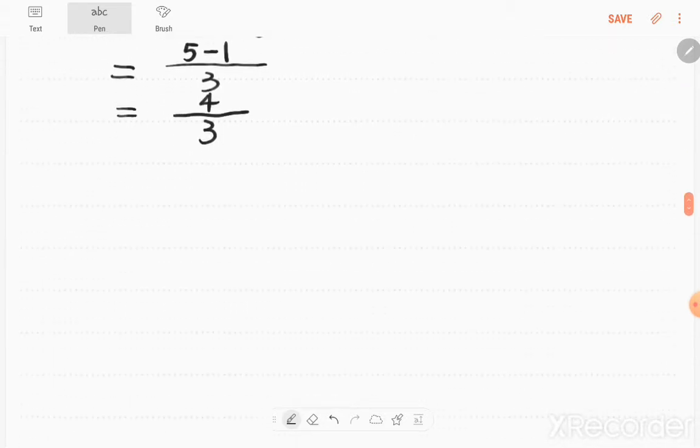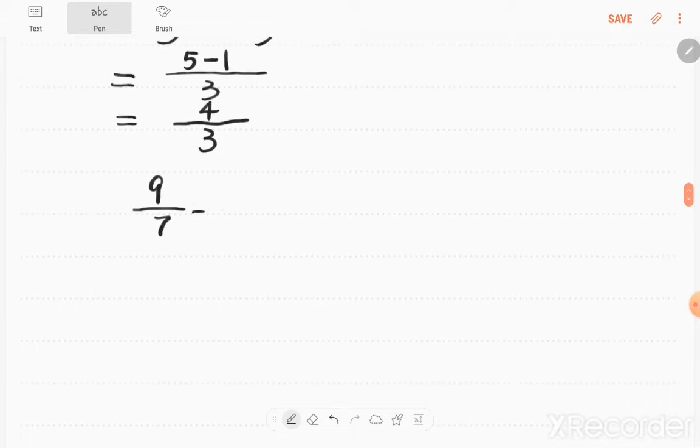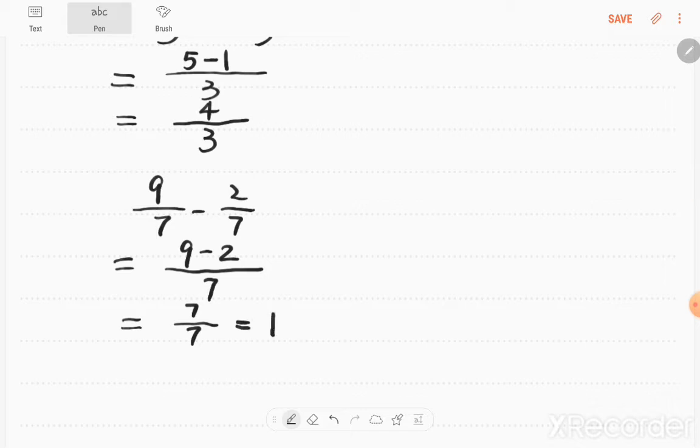Let's try another one. This time 9 over 7 minus 2 over 7. Again, these two fractions have same denominator. So we keep this denominator, 7. But for the numerator, we do the subtraction. 9 minus 2. So we get 7 over 7, which is just 1. Remember the properties with 0 and 1. A over A is equal to 1. So 7 over 7 is equal to 1.